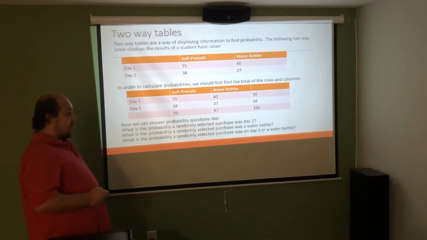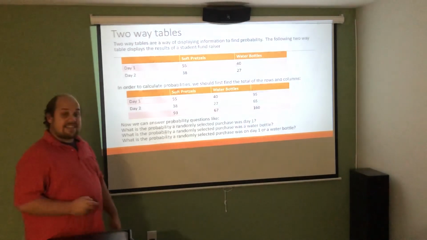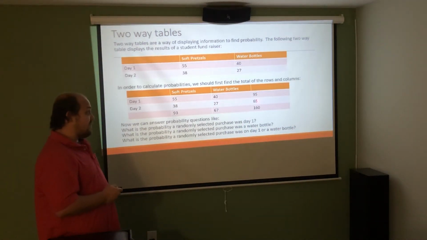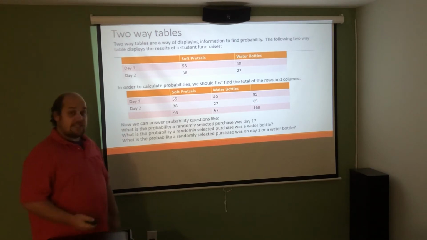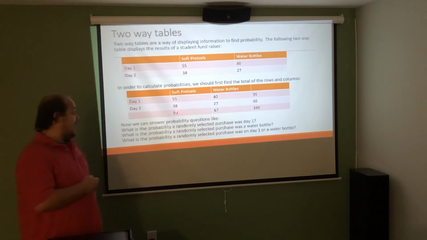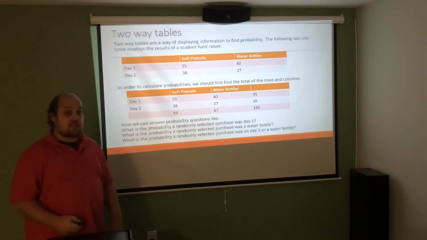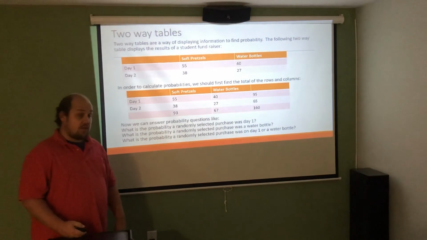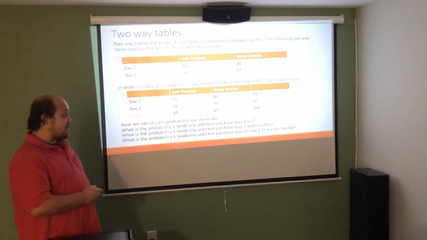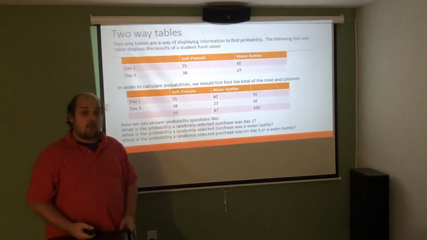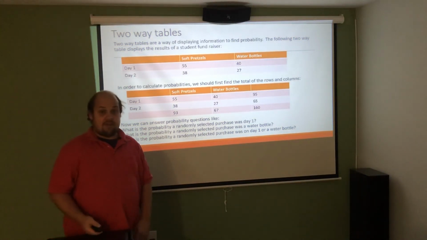Either way that we do it, whether we add together the total items sold by day or the total items sold by type, we should get to the same table total. 95 things sold day 1 plus 65 things sold day 2 gets us to 160. The same way, 93 soft pretzels plus 67 water bottles also gets us to 160 total things sold. Why that's important is because this 160 is going to be the bottom of our fraction when we're trying to find the probability of any given event.